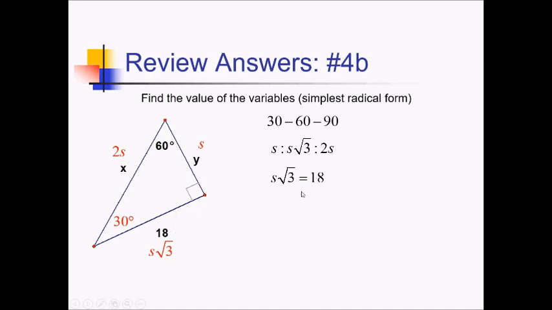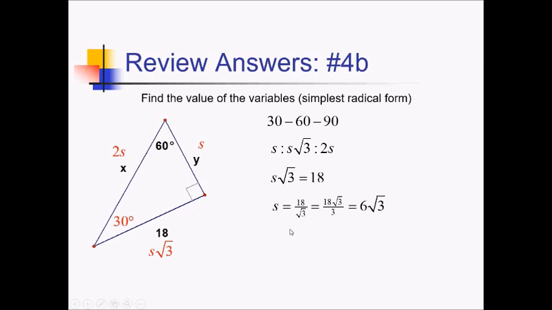But now that I have this equation, I can solve for s by dividing by radical 3. So we have 18 over radical 3 for s. And since our final answers need to be in simplest radical form, I might as well simplify this radical right now so I don't have to do it later. So multiplying by radical 3 over itself, I have 18 radical 3 over 3, which I can reduce. Since 18 divided by 3 is 6, I can reduce this to 6 radical 3. All right, well, I found s.